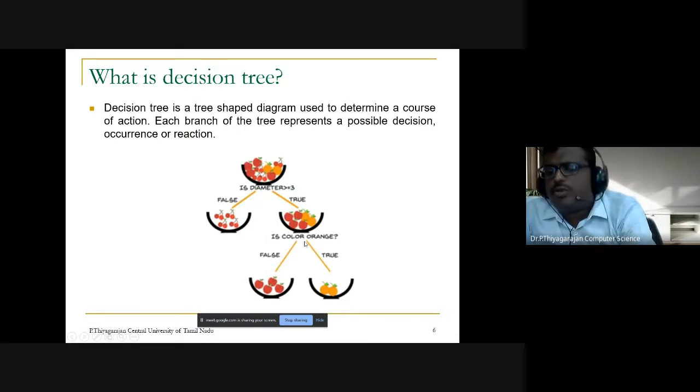So again, I have to give some criteria. I'm checking whether the color is orange. If it is true, then I'll segregate the orange fruits in one basket. If it is false, I will put the non-orange fruit in another basket. So this is the final classification. You will see all the 3 baskets only containing the corresponding fruits. There is no mixing up of fruits. This is how we will construct a decision tree. So each branch of the tree represents a possible decision, occurrence, or reaction.